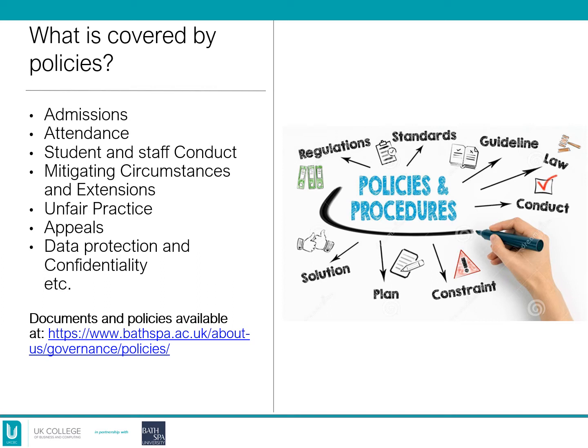Number 5, unfair practice. Number 6, appeals. And number 7, data protection and confidentiality. Documents and policies are available at the below link. UKCBC policies are available through ULearn.